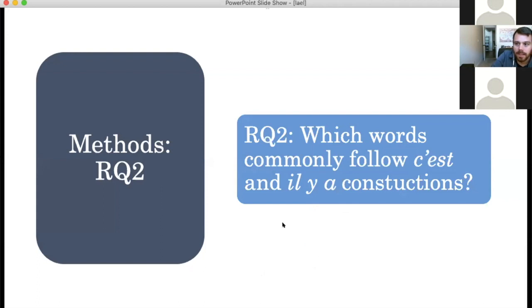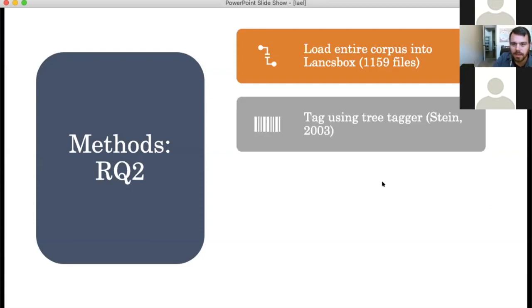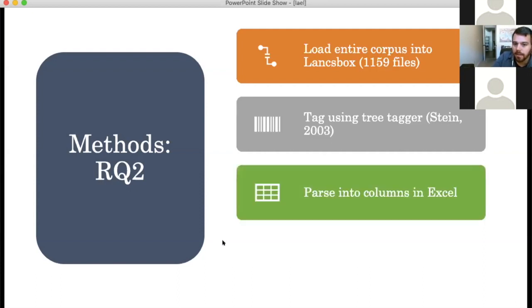Okay, so looking at research question 2, the context around these two sequences, really just what follows them in these texts. I loaded the entire corpus into Lancsbox in order to access the TreeTagger. However, since then I found it's quite easy to do through scripting, so it could be done easily through Python or other scripts. And I parsed the scripts into Excel columns so that I could sort and count what these different tags were.